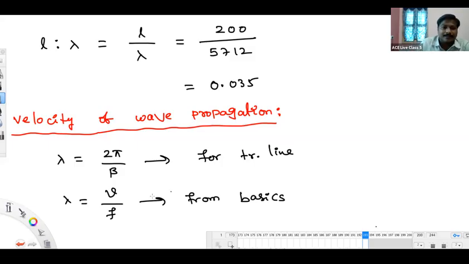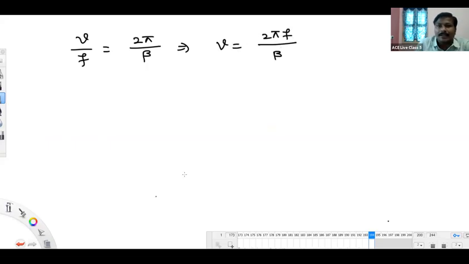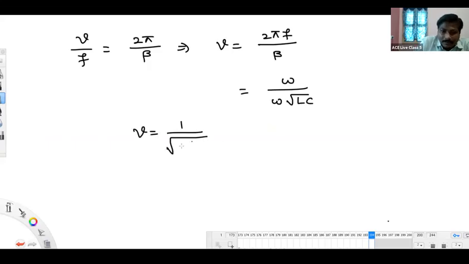Listen please. These two I am going to match. By matching these two, we try to get the velocity of the wave. So velocity by frequency is nothing but 2 pi by beta. So velocity is 2 pi f by beta. You know already 2 pi f is omega, and beta is omega root LC. Omega will be cancelled out. So the velocity of wave propagation will be 1 by root LC.